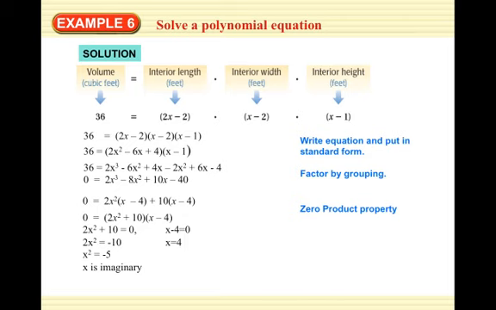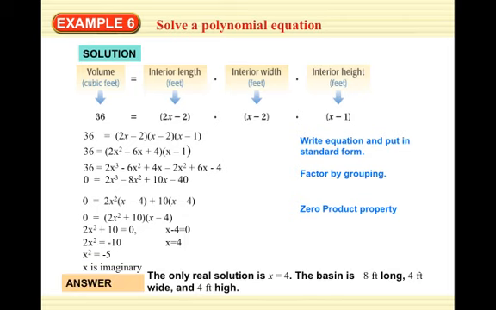So the only answer that's going to work for us is for the basin to be 8 feet long, because remember the length was twice as long as the height and the width, and so 4 feet wide and 4 feet high. Remember, we wanted the exterior measurements. We had to use the interior measurements to find them.